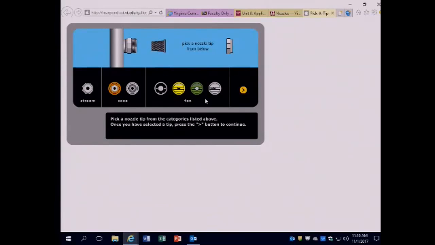I'm going to come up with some scenarios for you guys to figure out. But these different types of fan nozzles are, let's see if it tells us anything. I don't think it's going to. Maybe there. It doesn't tell us anything there. So, click the nozzle. You have to pick a nozzle tip.